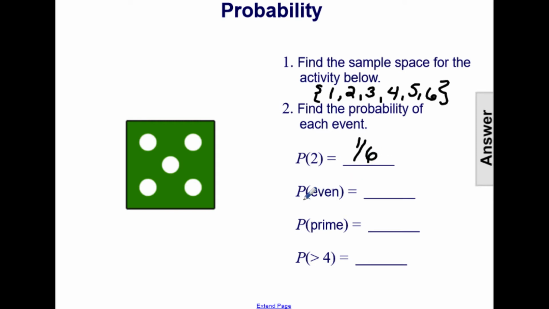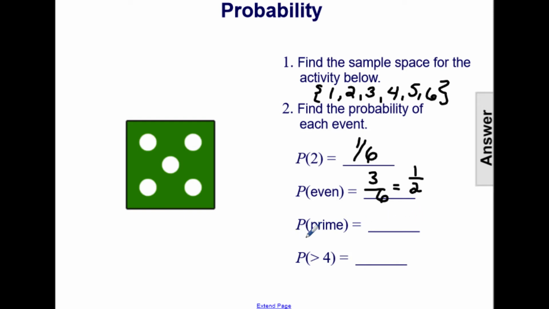Then we want the probability of having an even number. Well, now we have to look at our sample space and look at the even numbers. We have 2, 4, and 6. So that's 3 options out of the total outcomes. So 3 out of 6, which can simplify to 1/2. So you have a 1/2 probability of picking an even number.